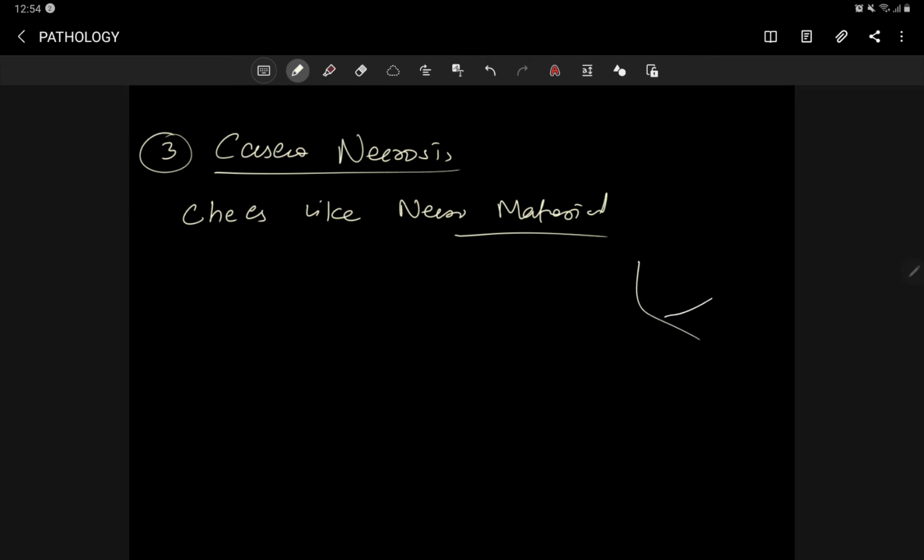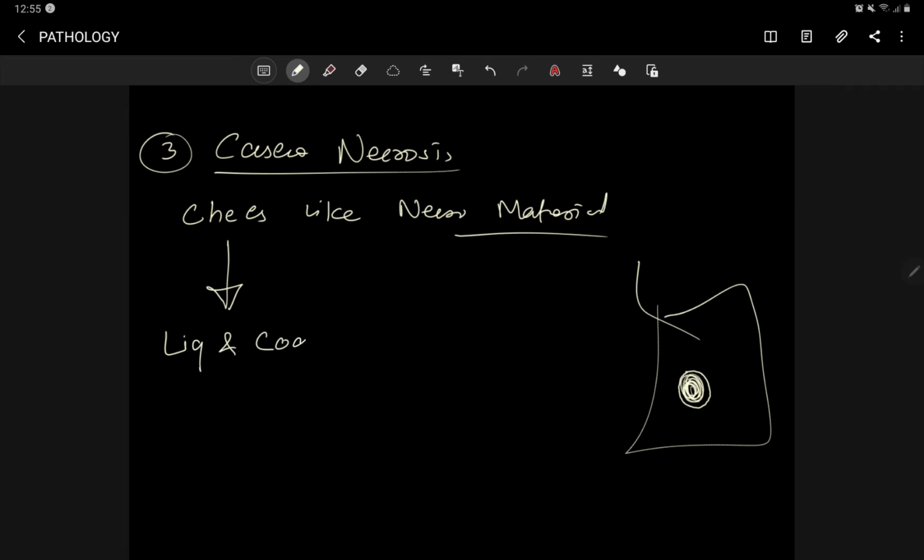Suppose this is the lung and here is the caseous necrosis. The necrosis will be here, and the periphery of this necrosis will be intact, intactly preserved. Caseous necrosis is kind of a combination of liquefactive necrosis and coagulative necrosis.